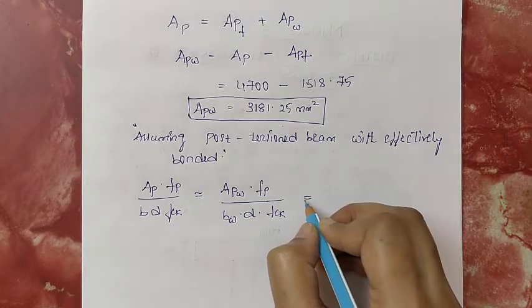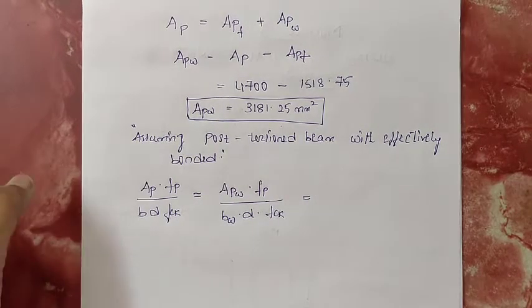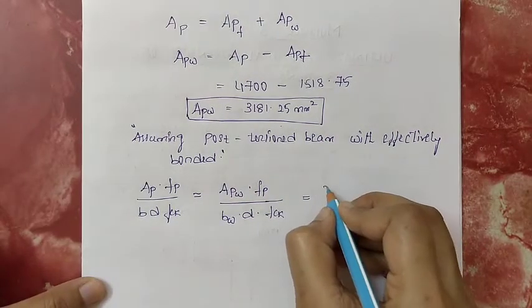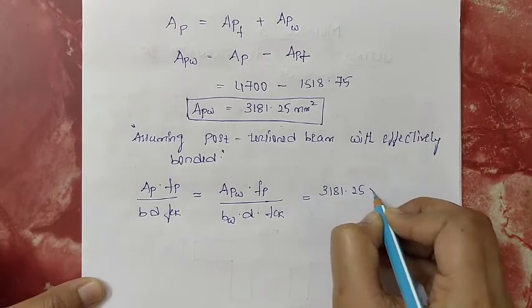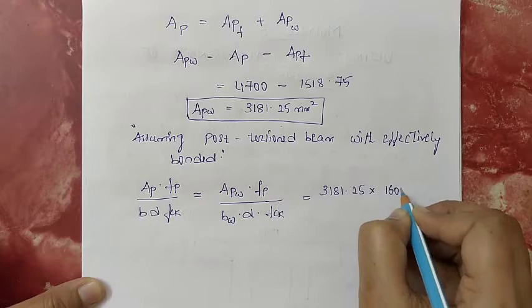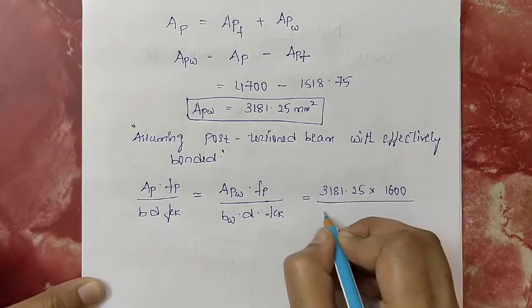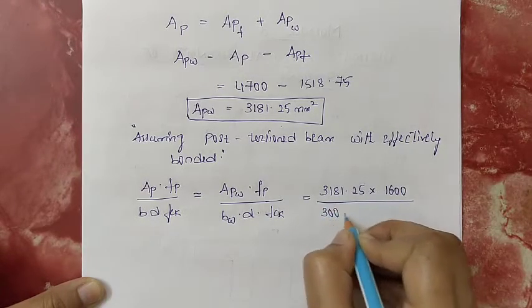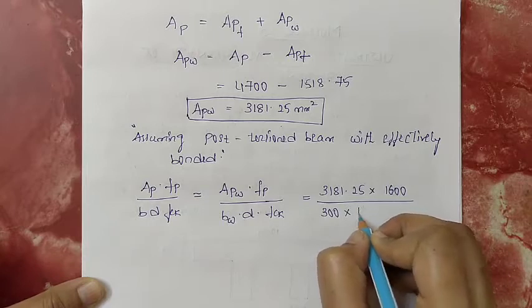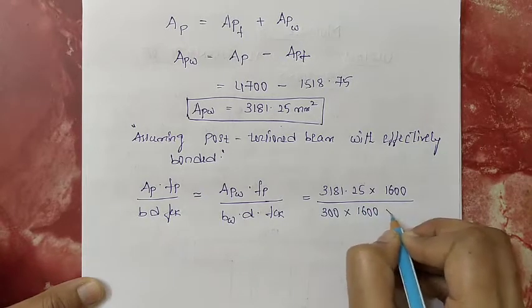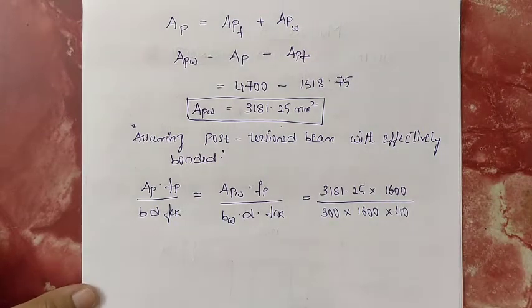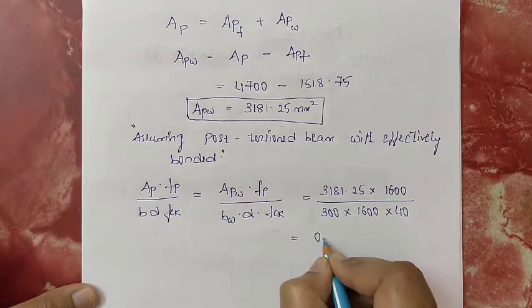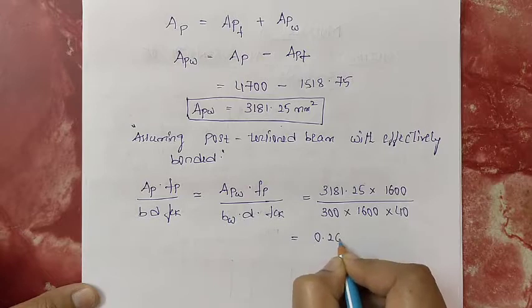That will be equal to APW, it is 3181.25 into FP value, it is 1600 divided by BW, it is 300, and effective depth they have given in the problem, that is 1600 into FCK value, it is 40. Upon simplification you will get that ratio as 0.265.